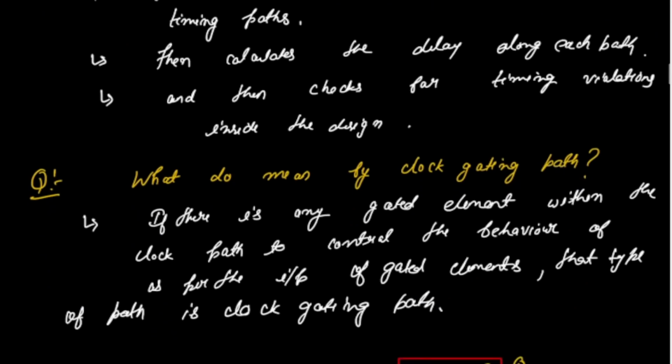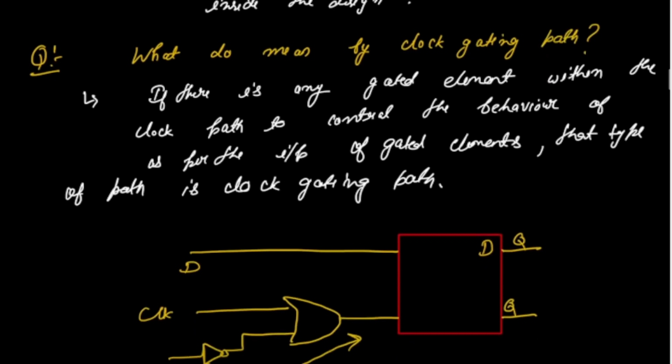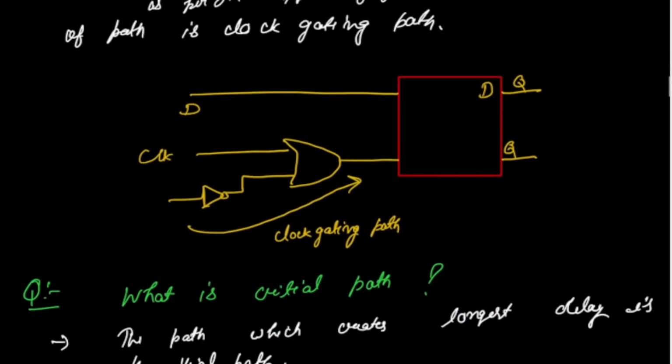Now the next question is, what do you mean by clock gating path? How do you define a clock gating path? If there is any gating element within the clock path to control the behavior as per the input of the gating element, that type of path is called a clock gating path. Like this: this is the clock, this is the gating element, and this is going to the flop. So this is the clock gating path.